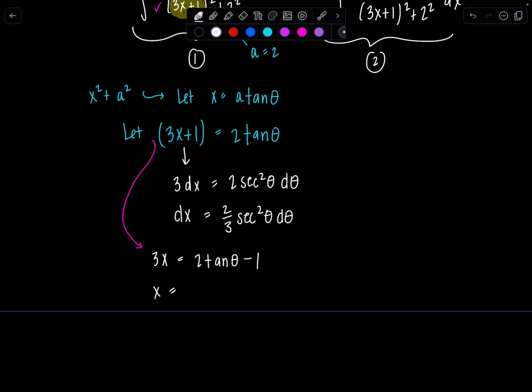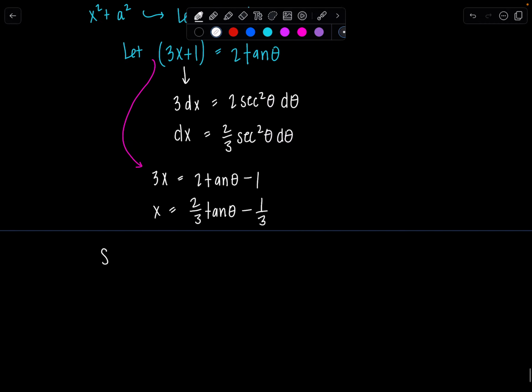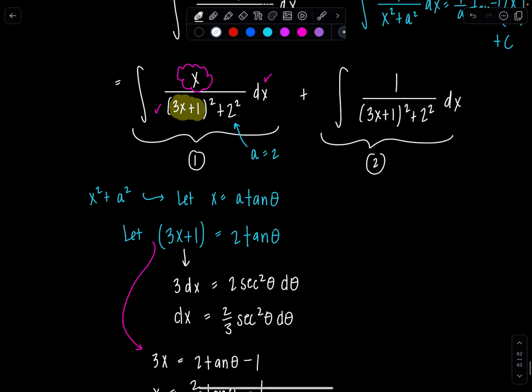So x equals 2/3 tan theta minus 1/3, like that. Or you could put it all over 3 if you want to leave it factored out. That's going to go in the numerator. Let me leave it like this, 1/3, and then 2 tan theta minus 1. That's x over, and then be careful here.